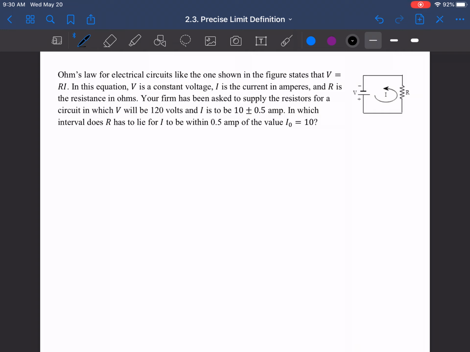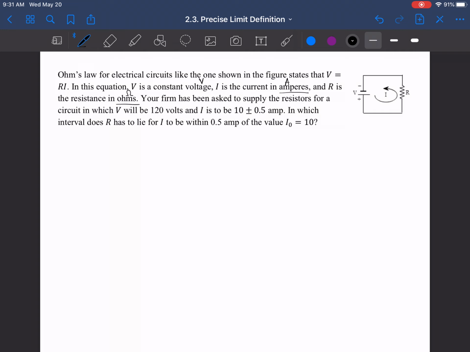All right, so V is a constant voltage and it's in volts. I is the current, it's measured in amperes, and R is the resistance, and it's measured in ohms. Okay, amperes is usually a capital A, ohms is the Greek letter capital omega, and voltage is listed in volts, and it's done with a V. V is both the unit and also the variable used for it.